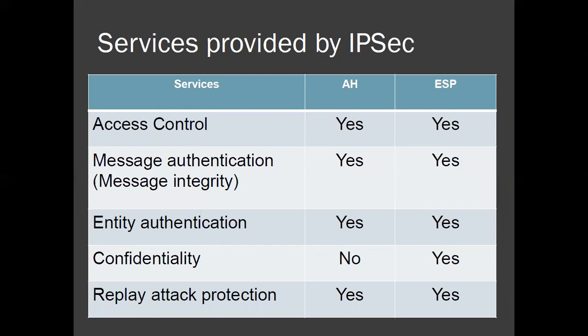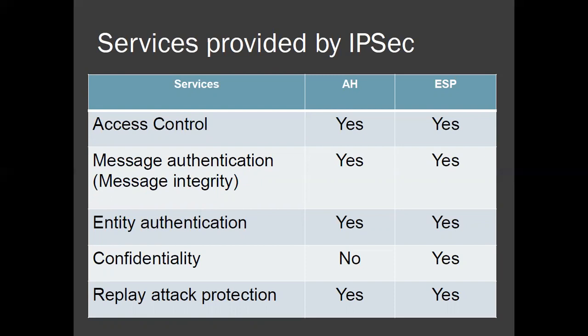The services provided by IPSec through the two protocols, AH and ESP, are as follows. Access control is provided by both. Message authentication and message integrity are provided by both. Entity authentication is provided by both, whereas confidentiality is not provided by AH, but it is provided by ESP. And both of them provide replay attack protection.